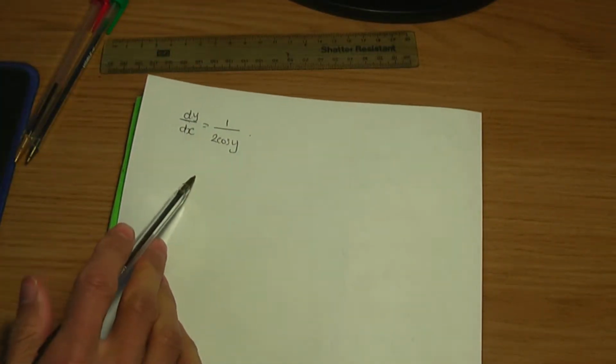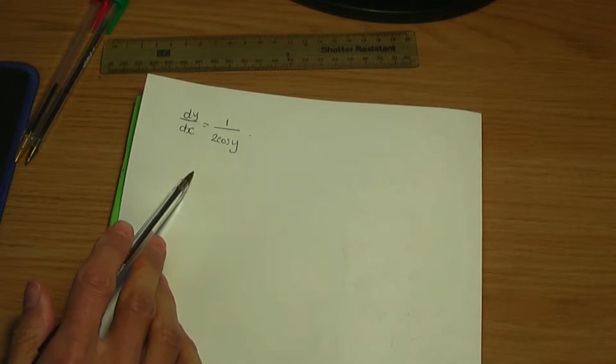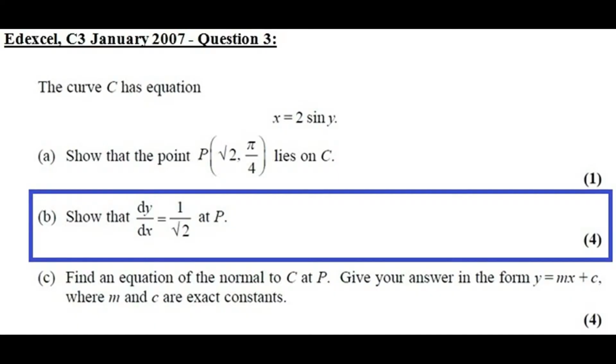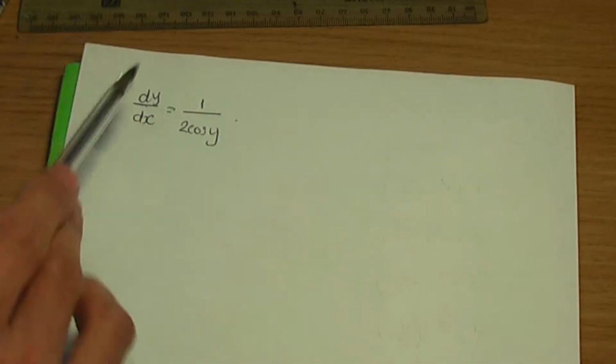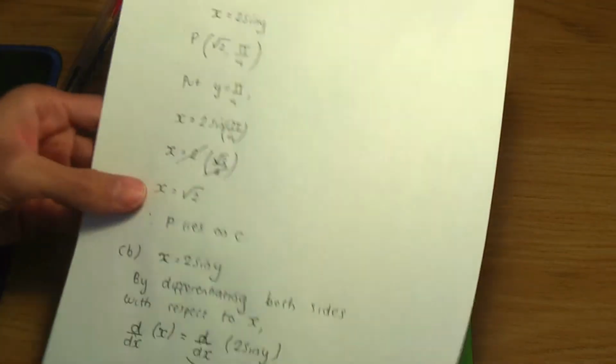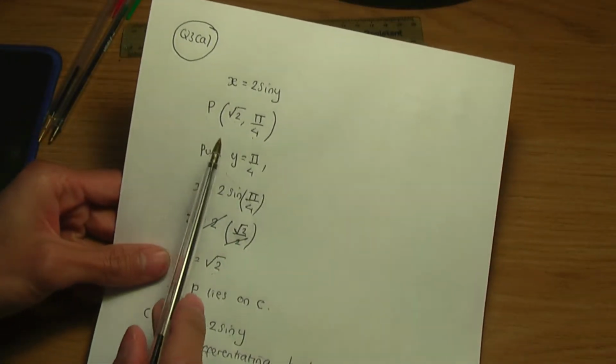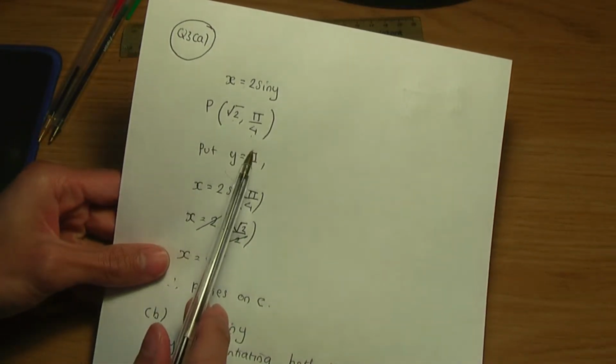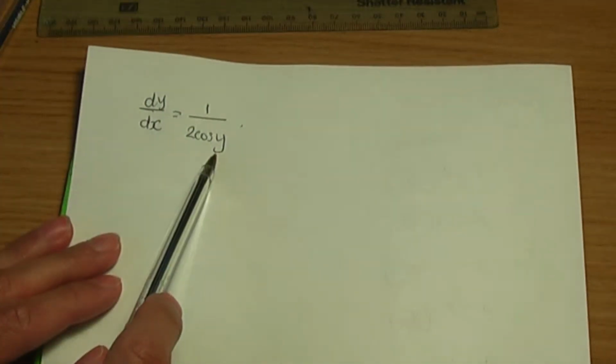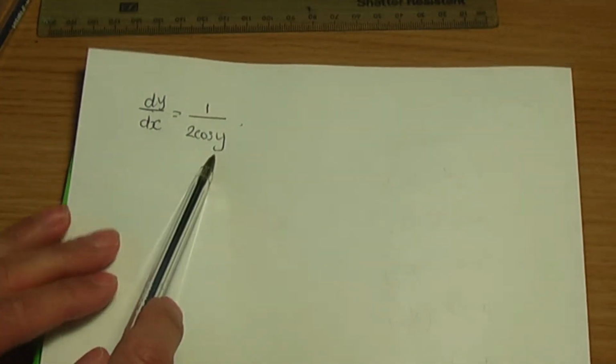So this is what we have for dy over dx. Now if we go back to the screenshot, in this case we need to show that dy over dx equals 1 over root 2 at P. So if we go back to the paper and pen, this is what we have for dy over dx. But bearing in mind that the coordinate of P is given in the question as root 2, pi over 4, let's replace the y in this case by pi over 4.